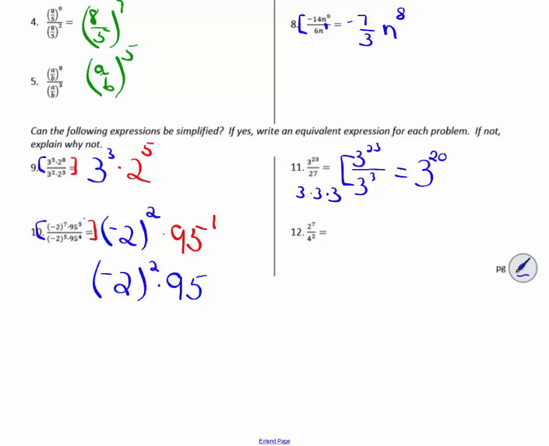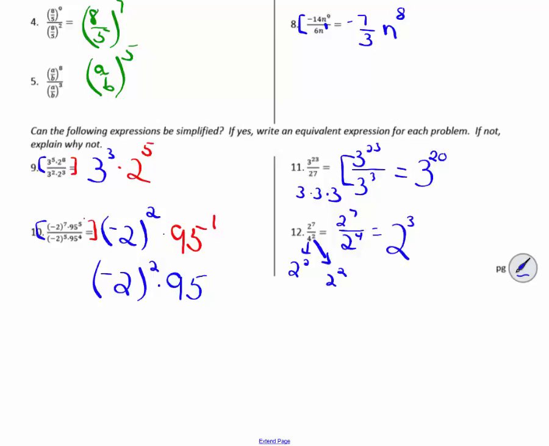Same thing down here. This 4 squared, 4 can be written as 2 squared. I need 2 of those because it tells me squared. So this is really 2 to the 7th over 2, add my exponents because it's multiplying, 2 to the 4th. Now I can do the rest of the problem. 7 minus 4, 2 to the 3rd.